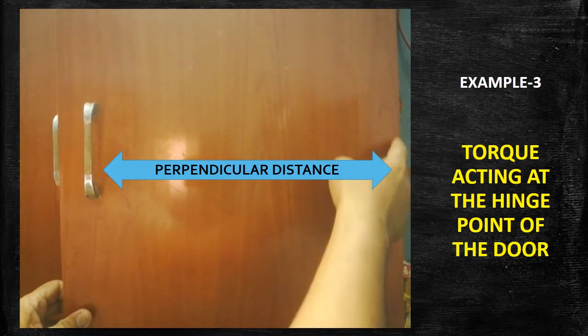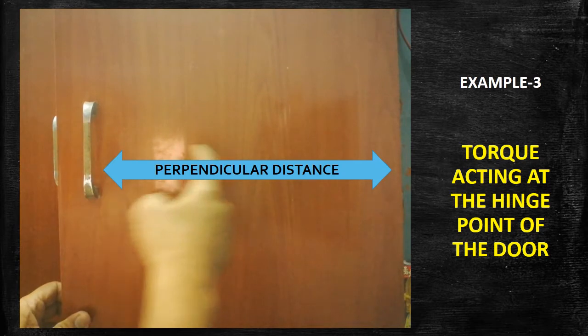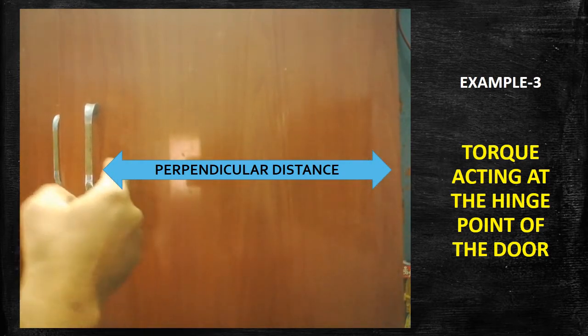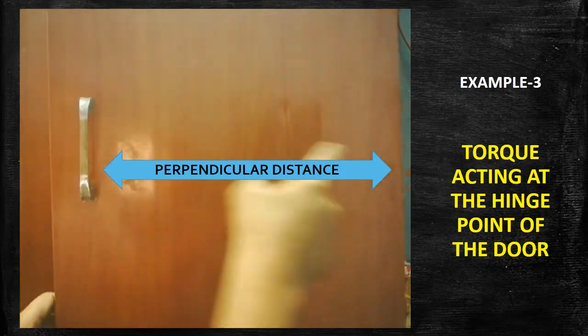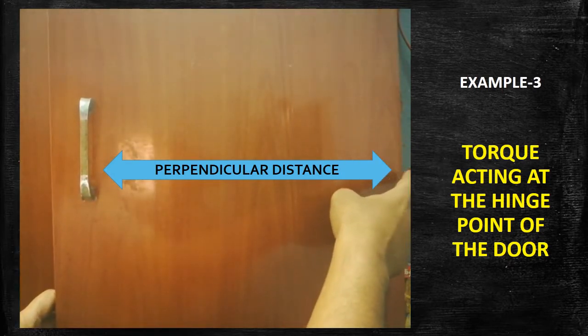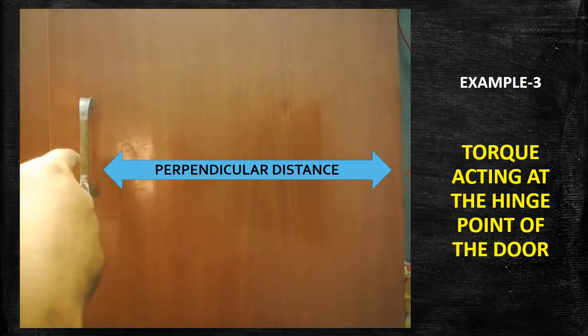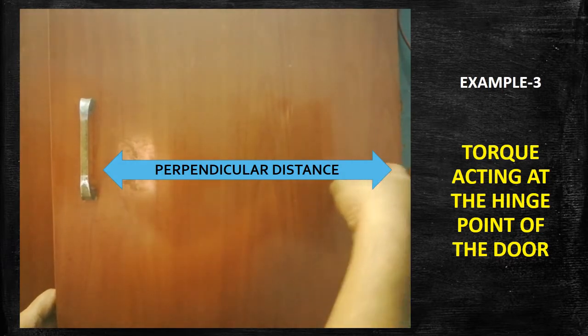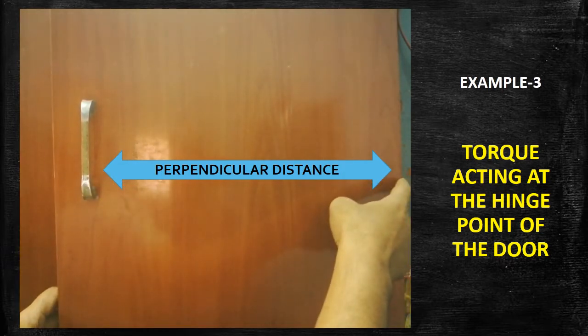In between the fixed point and the handle, the distance is more. Are you clear? With the help of the perpendicular distance and the application of force, torque is acting here. Torque is acting exactly at the hinge point. Are you clear? Look at that. The product of the force and perpendicular distance gives you the torque here.